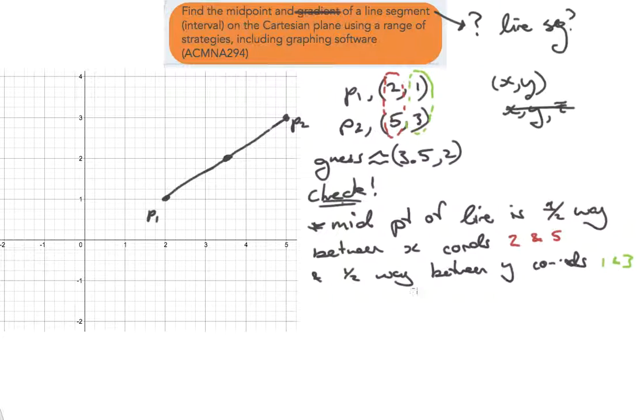So if we just think about our number line here, we've got 2 and 5: 2, 3, 4, 5. So halfway between is going to be 3.5, isn't it? Another more formal way to do that would be to take the average of the 2 points. The average of 2 and 5 is the same as adding them together over 2. 7 over 2 equals 3.5.